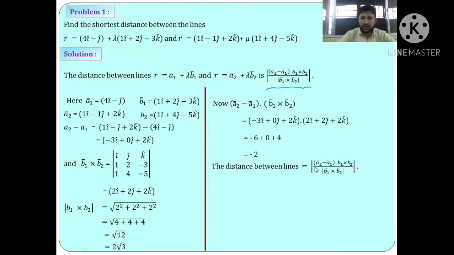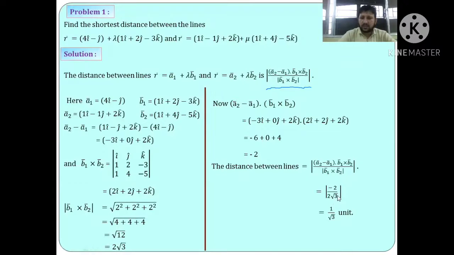In the formula, substitute the values: the dot product answer is minus 2, and the denominator, the cross product magnitude, is 2 root 2. After this, the numerator 2 and denominator 2 get cancelled, remaining minus 1 by root 3. Since this is a magnitude value, we have to take the positive answer. Hence the required distance is obtained, 1 by root 3 unit. The distance between the skew lines is 1 by root 3.